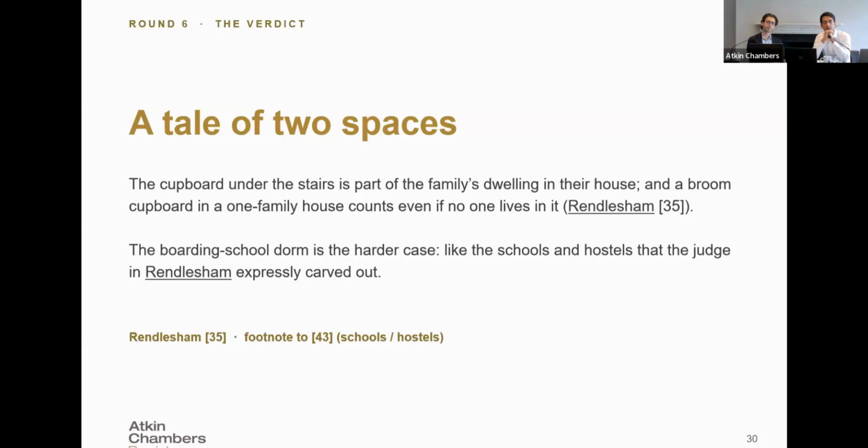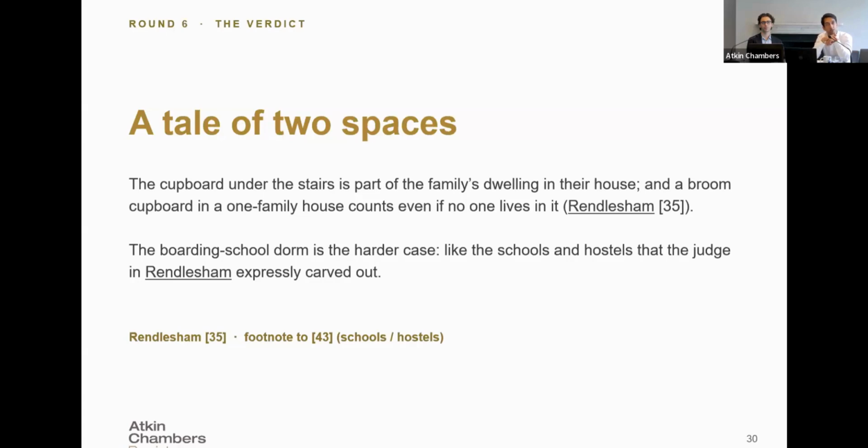What about the Gryffindor dormitory room? Is that a dwelling? And that's really genuinely quite difficult. This is more akin to the type of accommodation that the judge in Rendlesham footnoted that he wasn't considering. So schools and hostels. I think if you asked some of the Gryffindor common room whether they were living in a dwelling, they would say yes, but that's not the question.